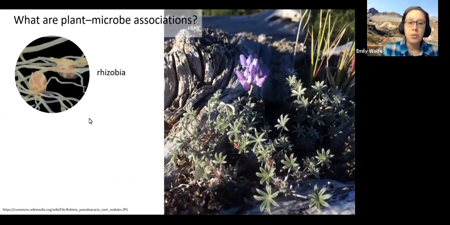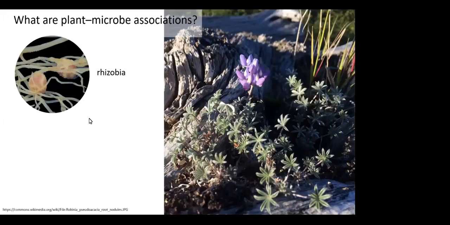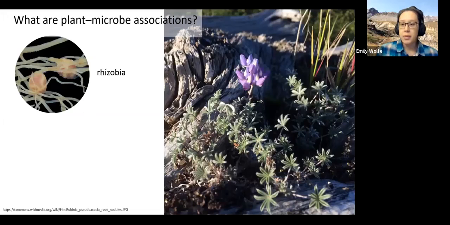And what's really cool about rhizobial symbioses is that these bacteria form nodules on the roots of host plants, and they're able to take atmospheric nitrogen and fix it in such a way that the host plants can then use it.